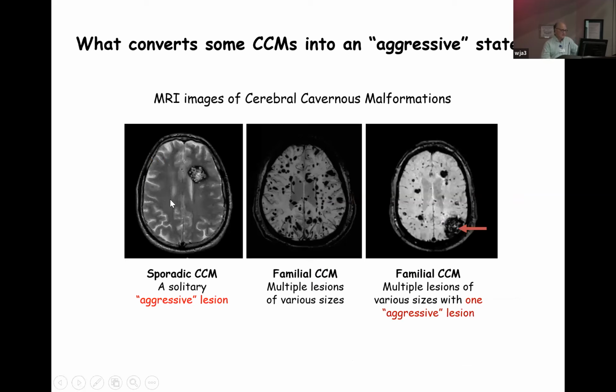And again, I like this particular picture. Here's a sporadic CCM, a solitary case, but it came to clinical presentation because it was an aggressive lesion causing problems, and the neurosurgeon might have had to take it out. Here's a familial case, I showed you this picture before, but you don't see any of these as being horrible. And then here's a familial case with an incredibly large aggressive lesion. So what's going on here? We think this is due to the two-hit model, but then why does this one happen, in the midst of all these others?